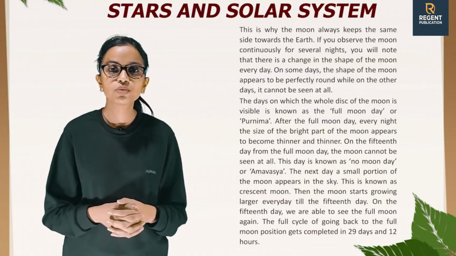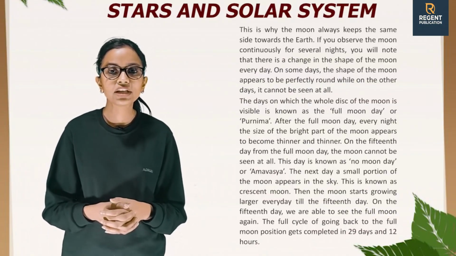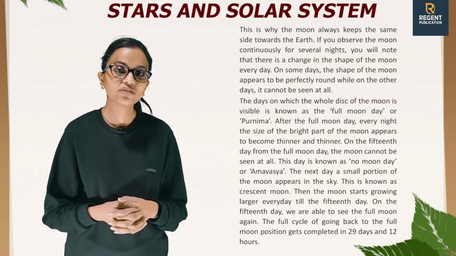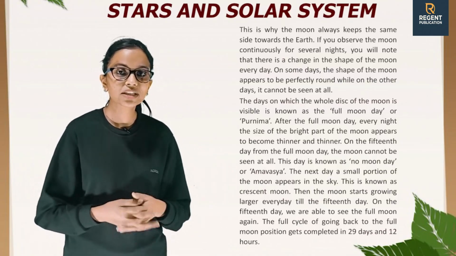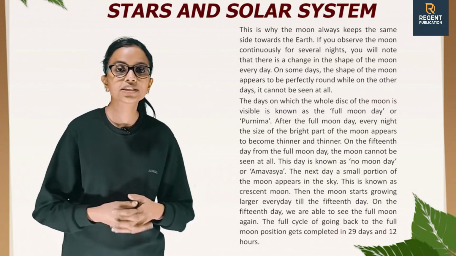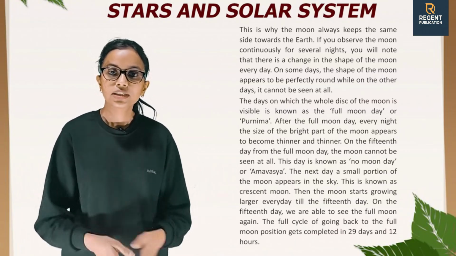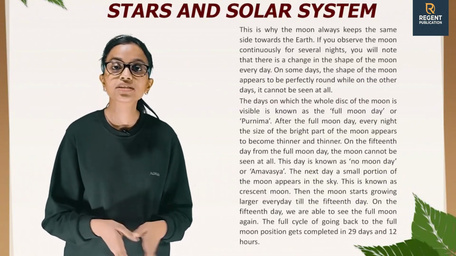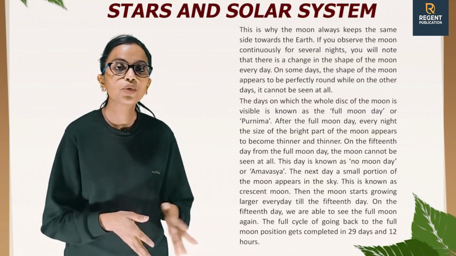If you observe the moon continuously for several nights, you will note that there is a change in the shape of the moon every day. On some days, the shape of the moon appears to be perfectly round, while on other days, it cannot be seen at all. The day on which the whole disk of the moon is visible is known as the full moon day or Purnima.